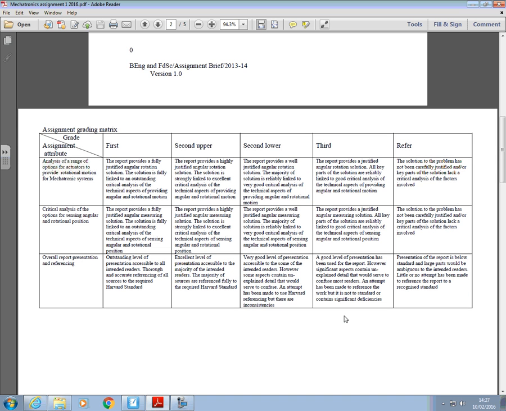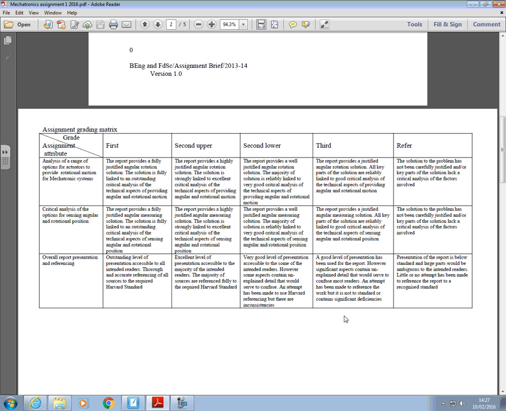Just have a little look at the grade matrix. It's a bit small on the board. I'm sure you can see it on your copies. You're going to be assessed on 3 things. First, your analysis of a range of options for actuators to provide rotational motion in mechatronic systems. So we had a look at a particular rotational motion device last week, the stepper motor. It's going to expect you to actually look into at least one more in terms of the application we'll have a look at in a minute.